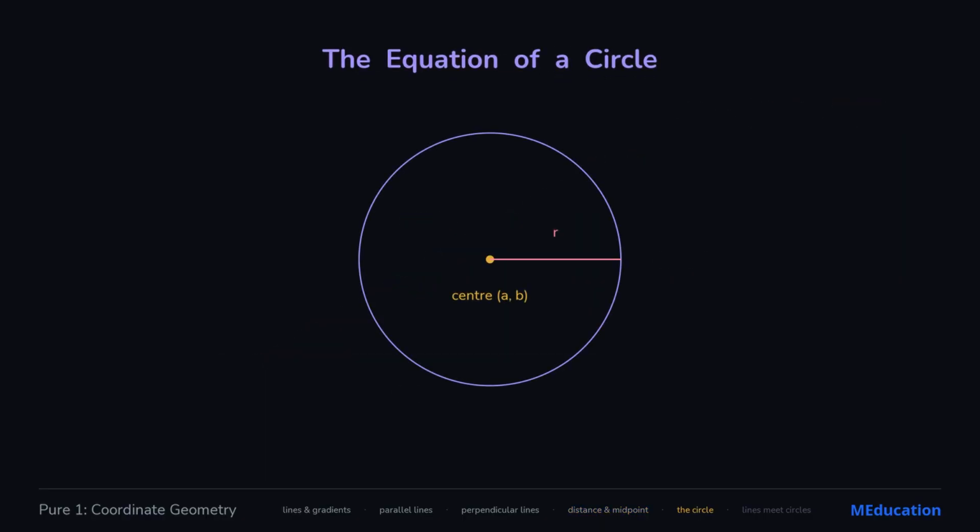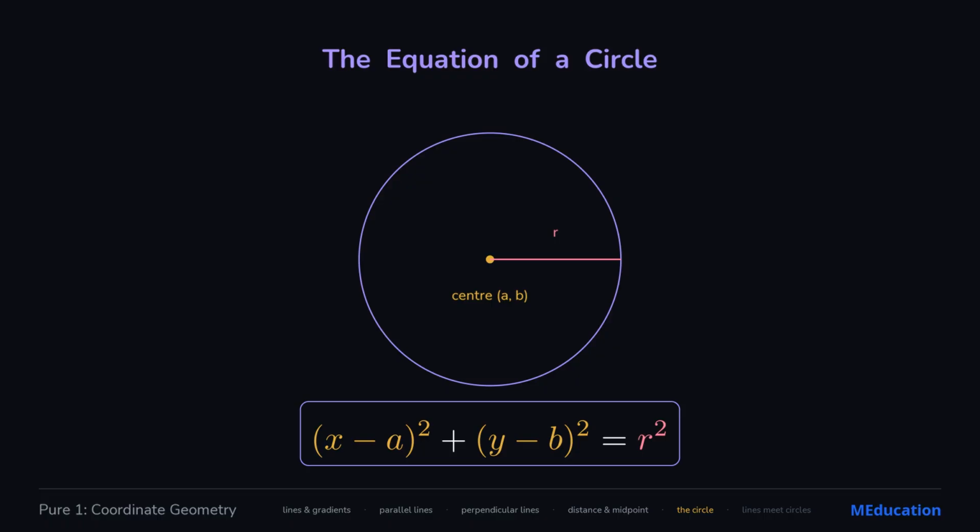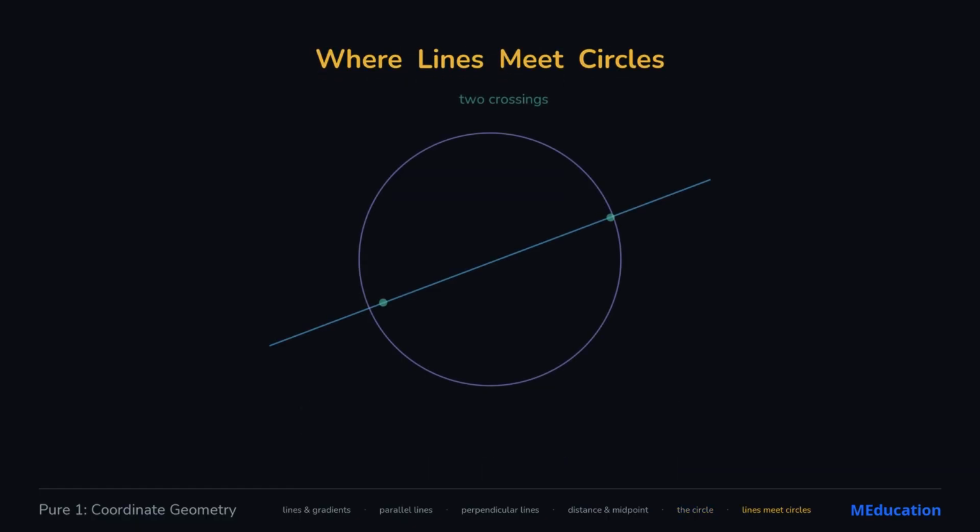A circle is defined by one beautifully simple idea. It is every point that sits the exact same distance, the radius, from a fixed center. Hold that radius fixed and sweep it all the way around, and the path it traces is the circle itself. Turn that distance rule into algebra with Pythagoras, and the equation falls out at once. x minus a squared plus y minus b squared equals r squared. The center lives in the brackets, the radius squared on the right. Read those off and you know the circle completely.